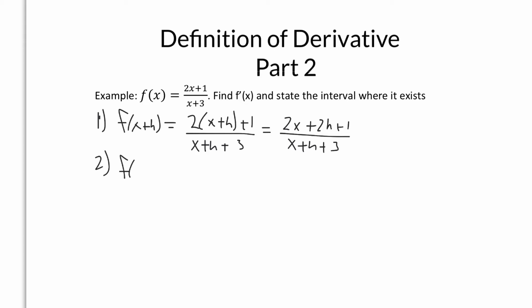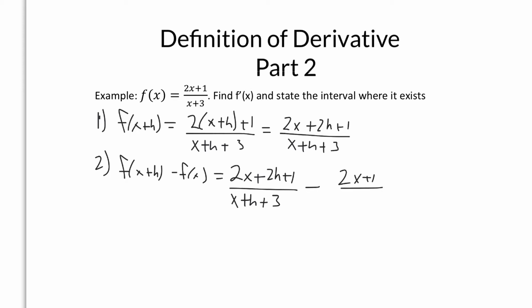Step 2 is calculate f(x+h) minus f(x). So we rewrite what we have, (2x+2h+1)/(x+h+3) minus (2x+1)/(x+3). Now initially it doesn't look like we can simplify anything because these are both on different denominators. But we want to maybe find a way for this 2x and this 2x to cancel, or this 1 and this 1. And so we can do a little bit more work.